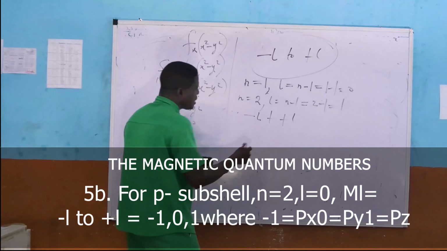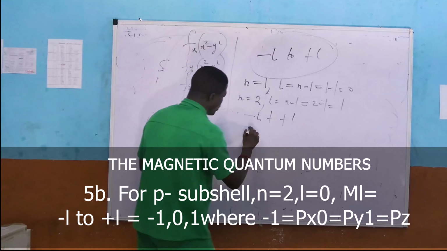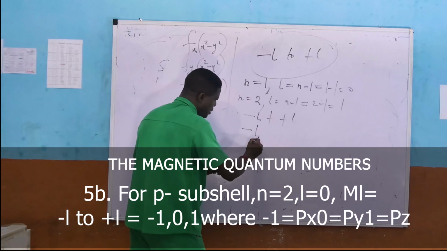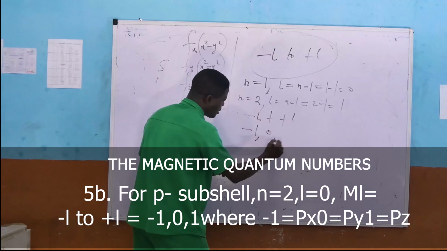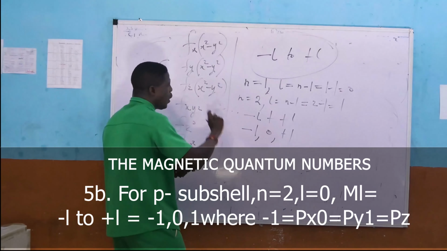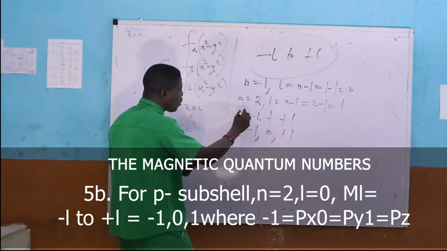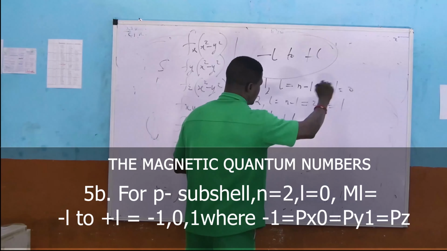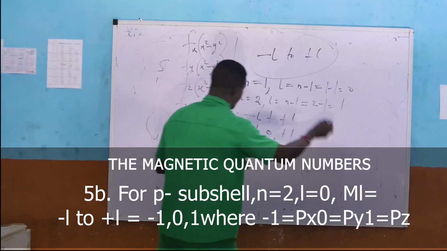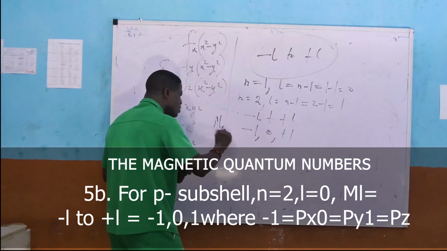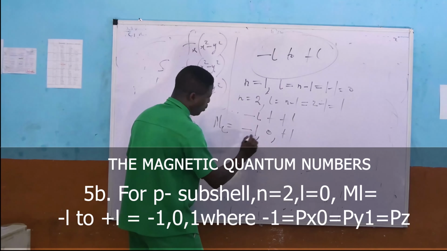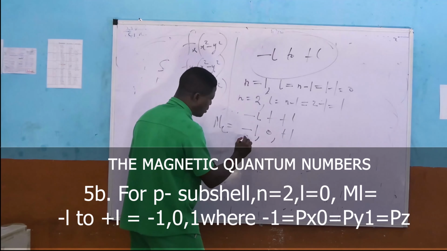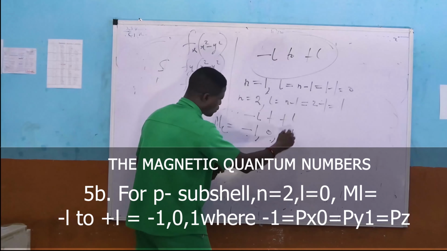Meaning that if l is 1, we have minus 1. Then before you get to plus 1, you have to go through 0. Then after that you have plus 1. For a principal quantum number of 2, the azimuthal quantum number is 1, whereas the magnetic quantum number ranges from -1 to plus 1. That is -1, 0, and of course plus 1.